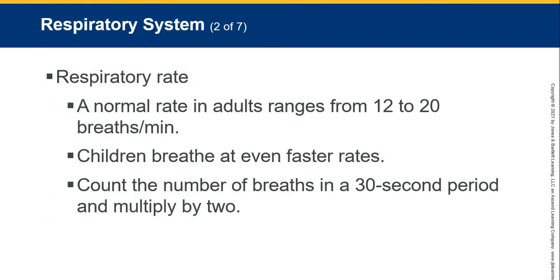And you already know that adults breathe from 12 to 20 times a minute normally. Now, children normally will breathe faster. As they get older, it'll slow down. And like we said in lab, the correct way to do this, according to the book, is going to be count over 30 seconds and multiply by 2.